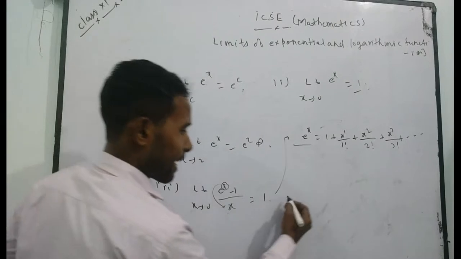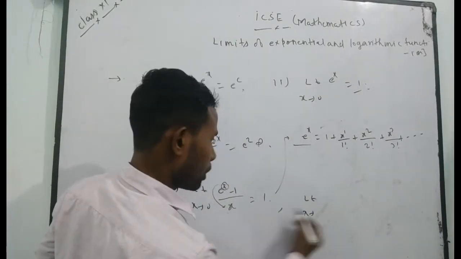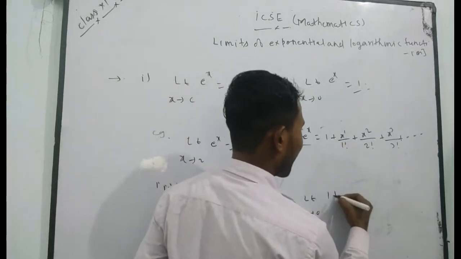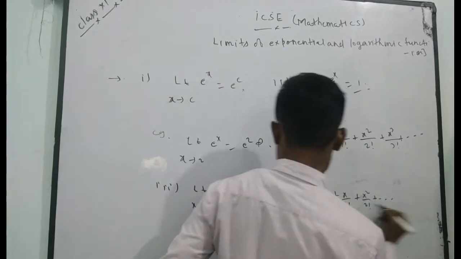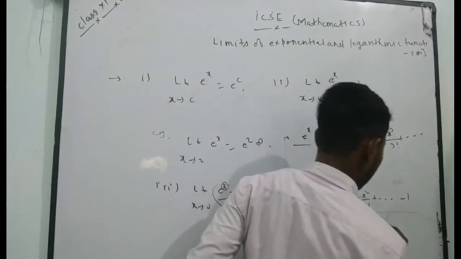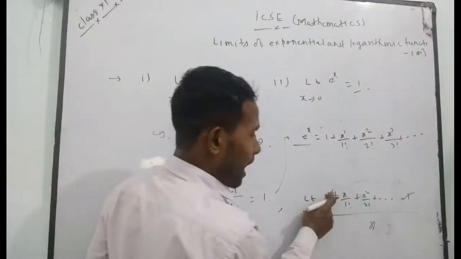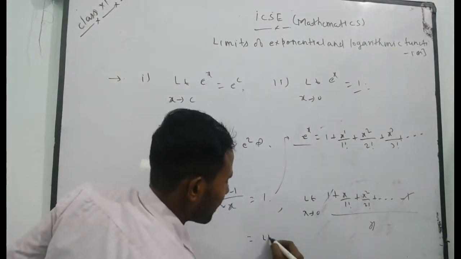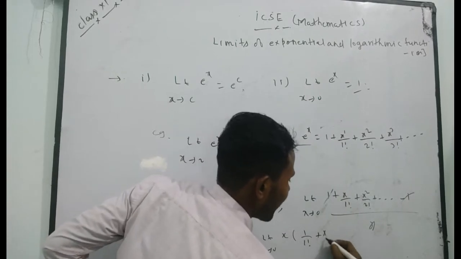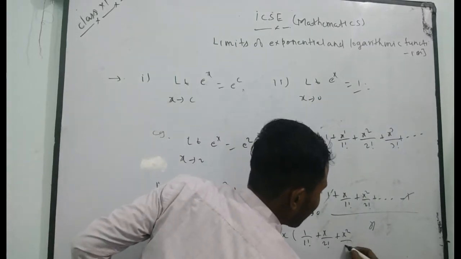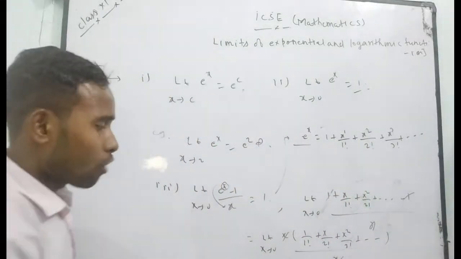Now put this expression in the limit. What do you get? Limit x tends to 0 of 1 plus x to the power 1 by 1 factorial plus x square by 2 factorial plus so on, minus 1, divided by x. In that case 1 and minus 1 vanish. If you take x common from this expression, x cancels, and finally you get limit x tends to 0 of 1 by 1 factorial plus x by 2 factorial plus x square by 3 factorial plus so on. Now you have to put x equal to 0.